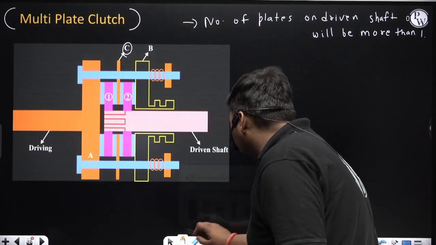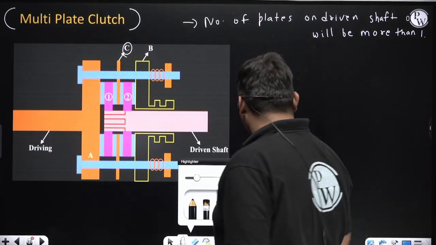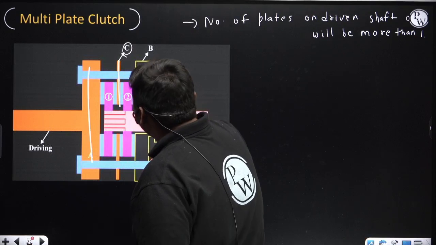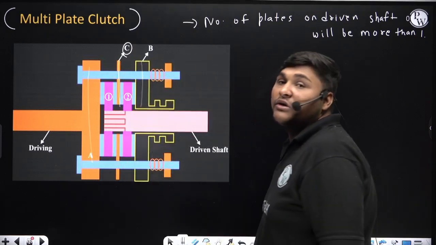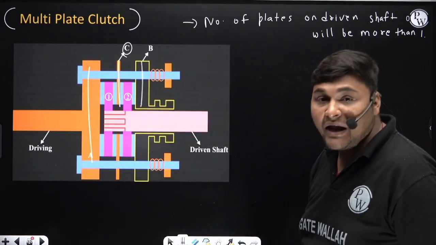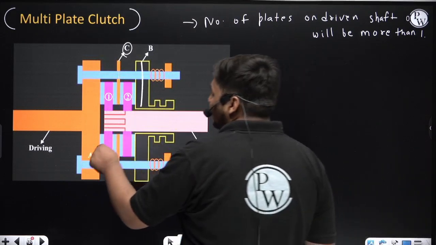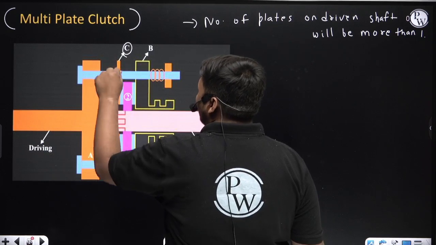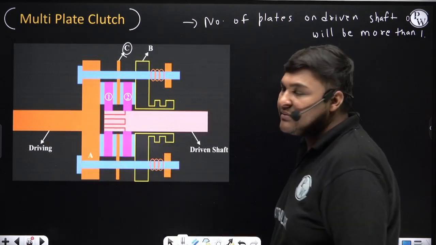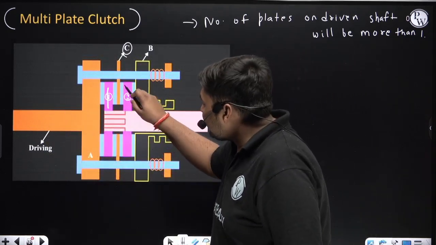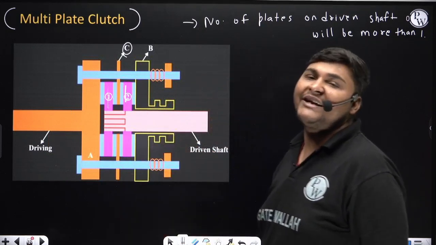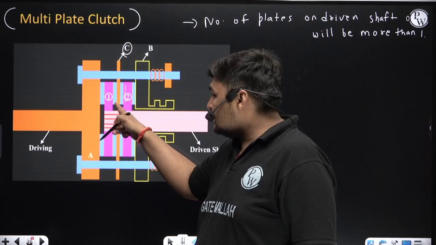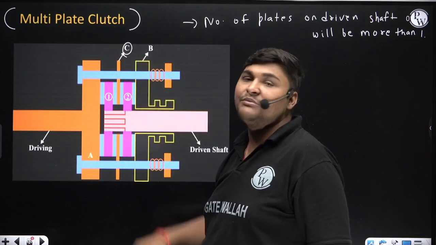Means, can I say in this diagram, this plate A, this plate C, and this plate B are mounted on the driving shaft, not on the driven shaft, out of which A is directly mounted on the driving shaft, and C and B are mounted on the driving shaft through this bolt. And plate 1 and plate 2 are mounted on the driven shaft. That's why they are clutch plates, and their number is more than one. That's why this clutch is multiplate.